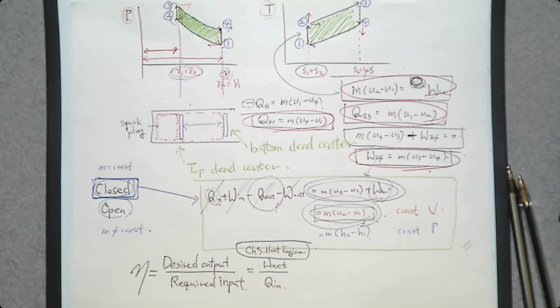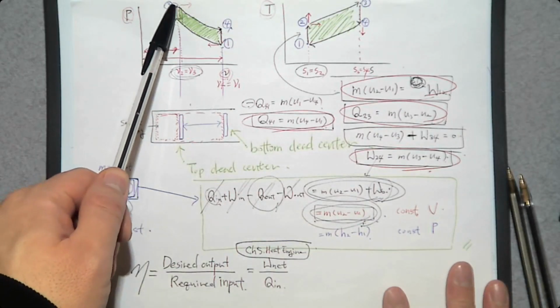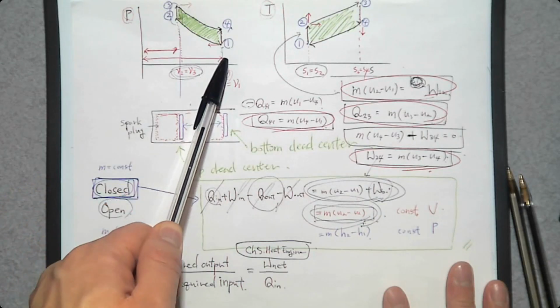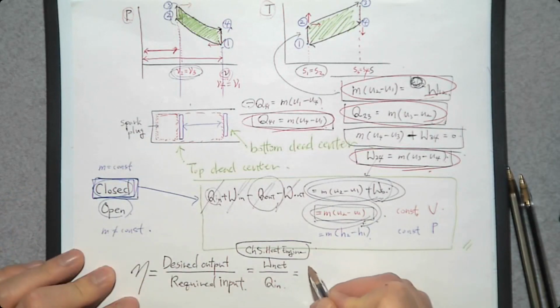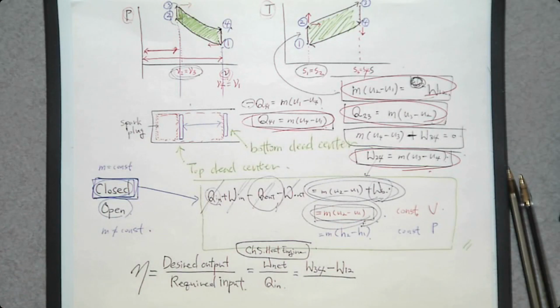So what is W net? The work produced between 3 and 4 minus the work consumed between 1 and 2, because 3 to 4 is the expansion process when we produce work, and process 1 to 2 is the compression process where we consume work. So W net is going to be W3 to 4 minus W1 to 2. Then where is the heat transfer in? Heat transfer in is between 2 and 3. So Q23 is the heat transfer into the cycle.